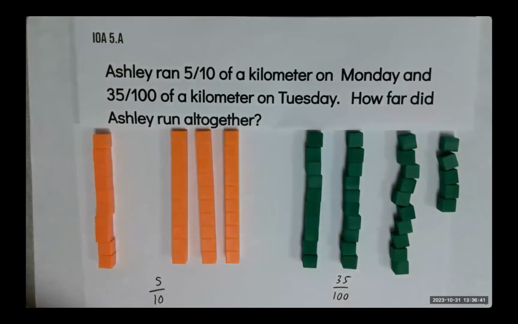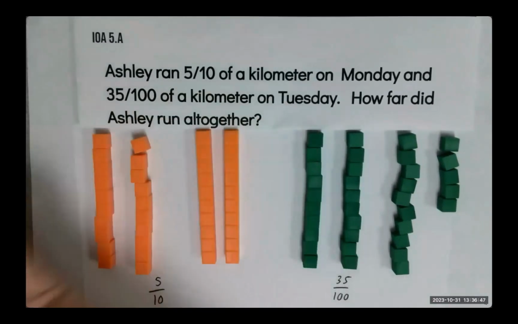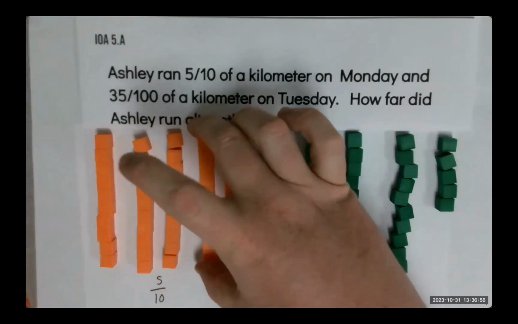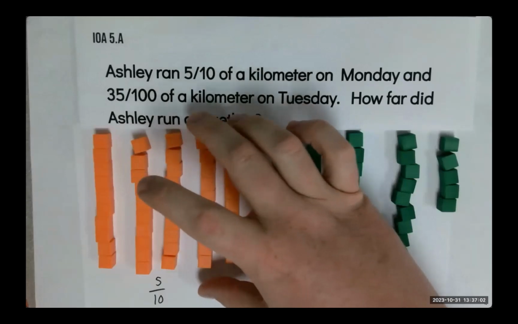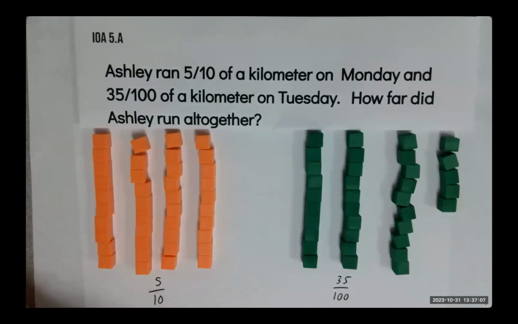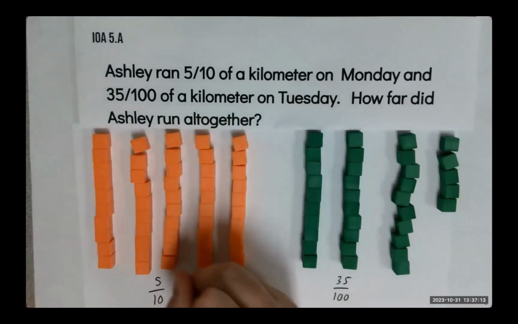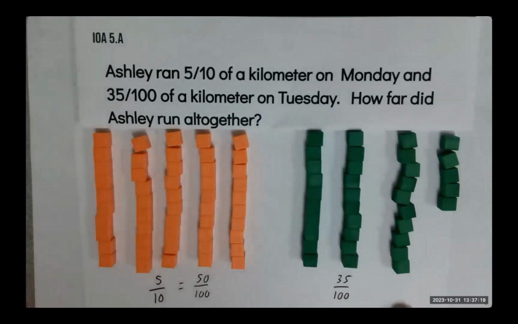So I have 20 hundredths now. Trade this one for 10 hundredths. I have 30 hundredths. I have 40 hundredths and 50 hundredths. So I see that 5/10 is also equal to 50 hundredths. So now that I know this information, I am able to solve my equation.